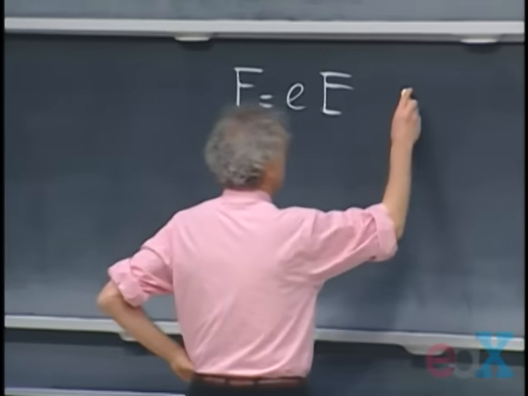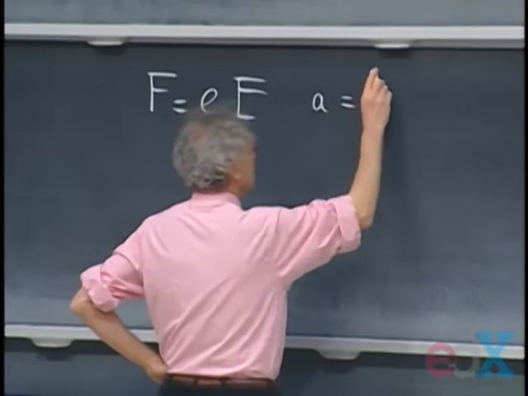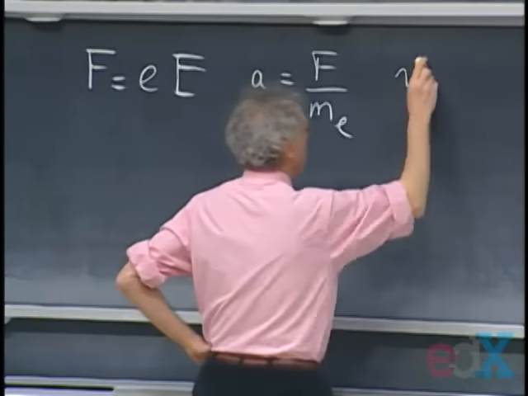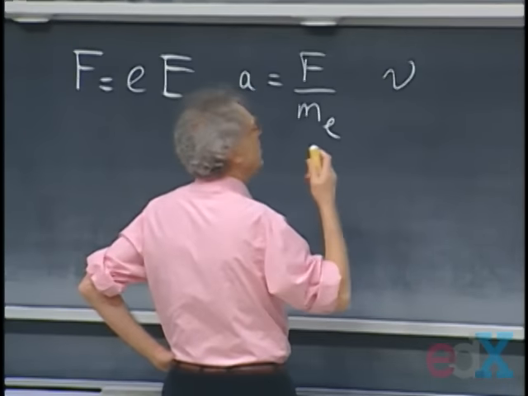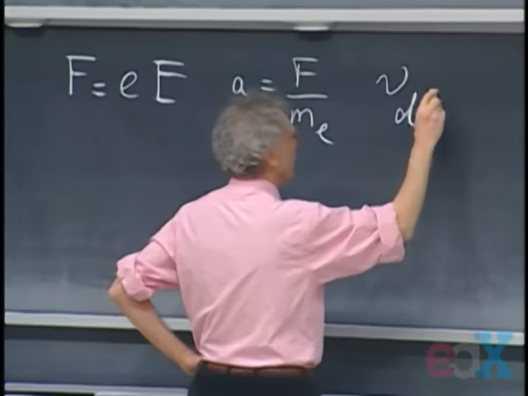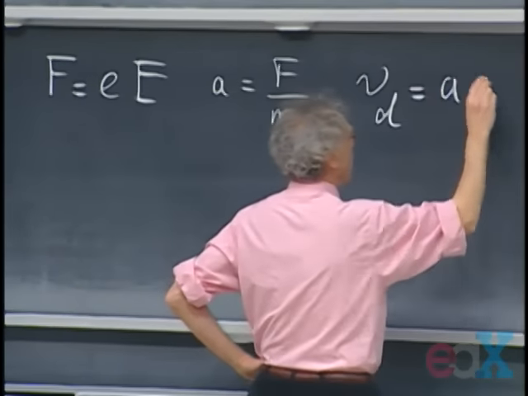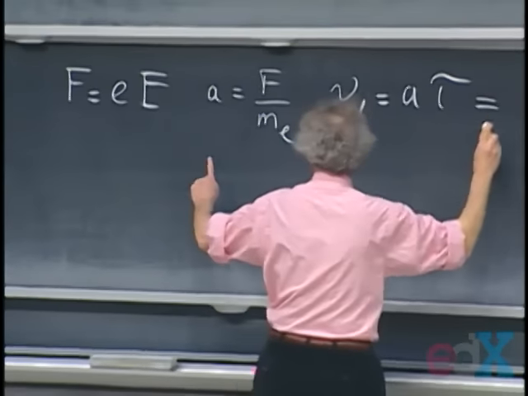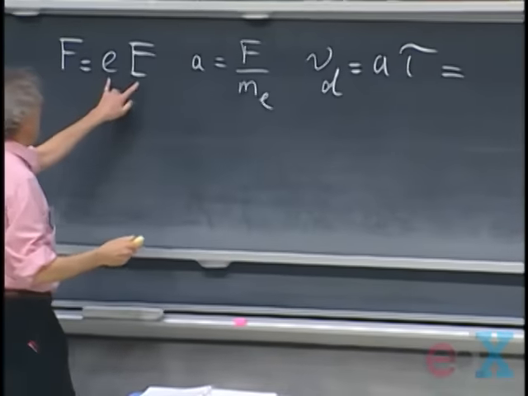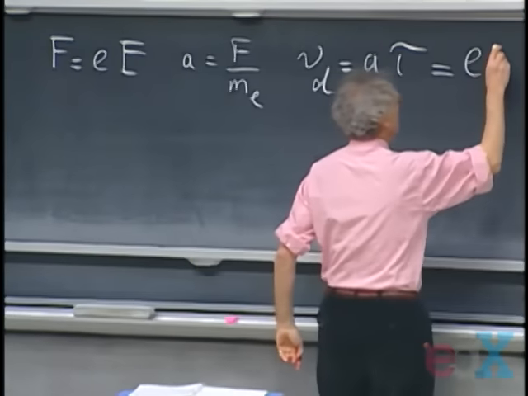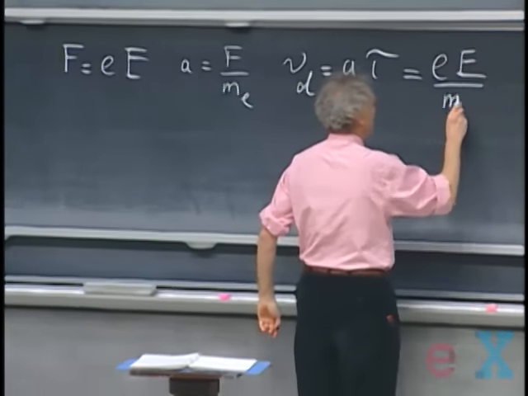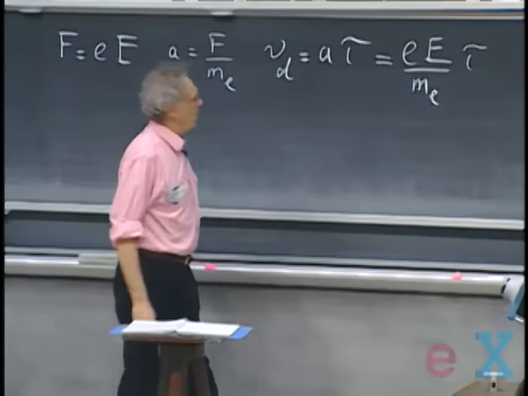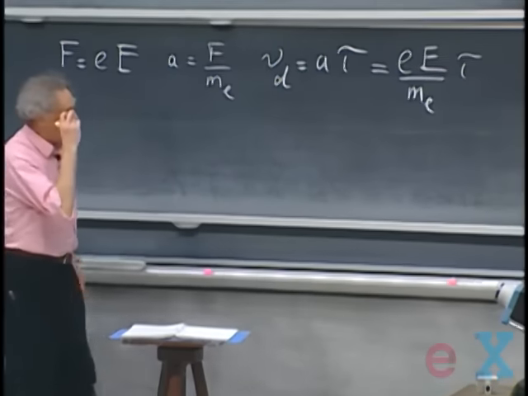And so now these electrons will experience an acceleration, which is the force divided by the mass of the electron. And so they will pick up a speed between these collisions, which we call the drift velocity, which is a times tau. And so a equals F divided by m_e, F is eE, so we get e times E divided by the mass of the electron times tau. And that is the drift velocity.